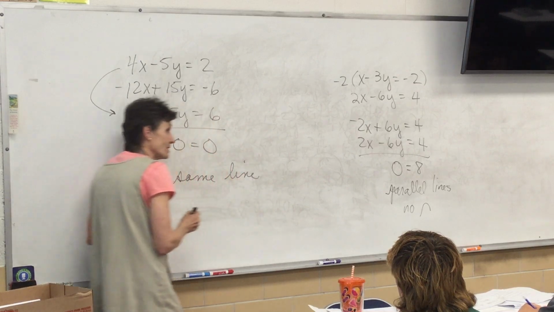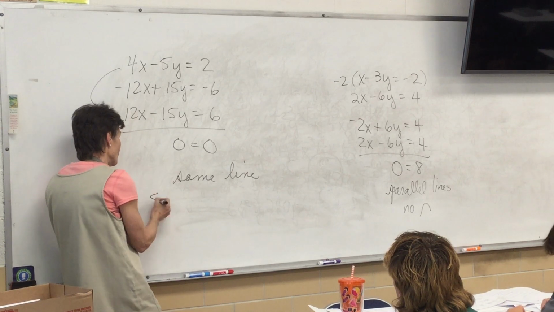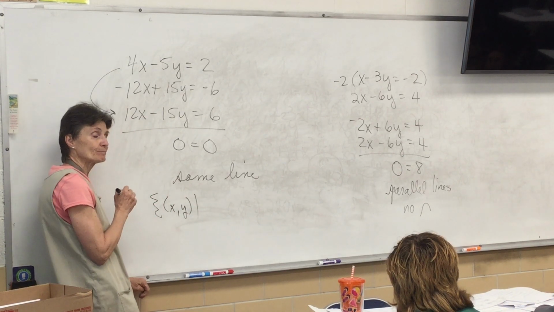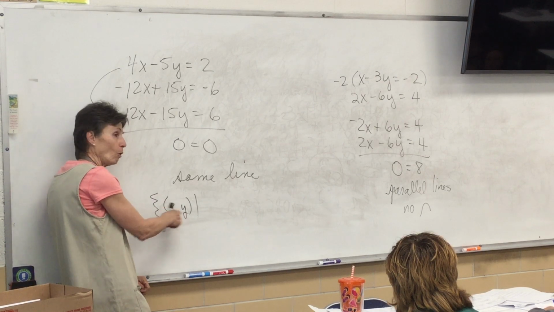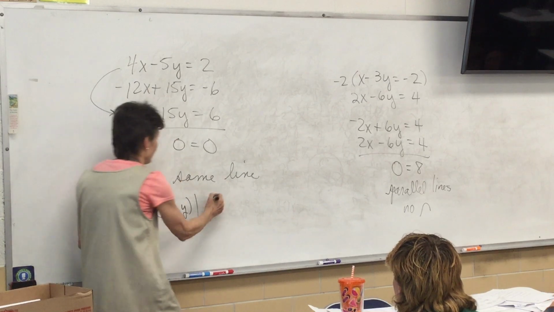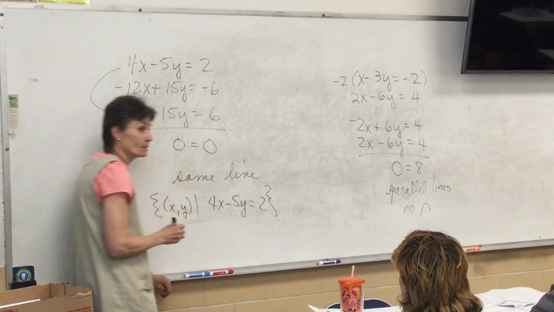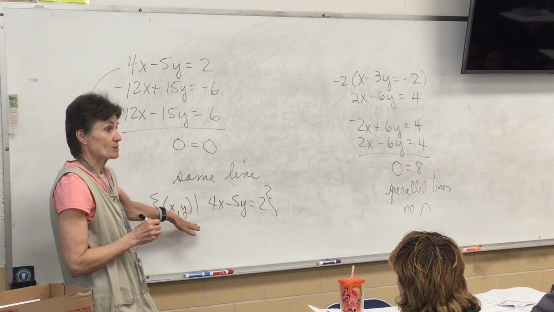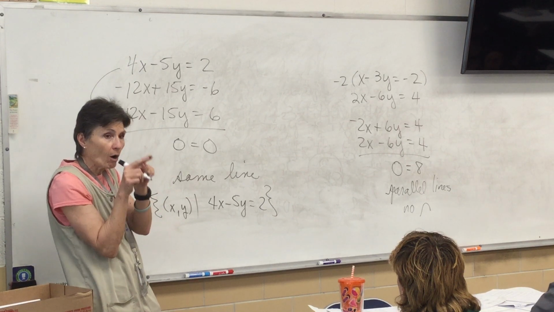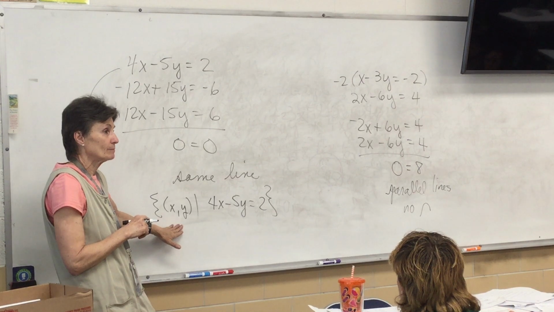So if you were interested in formally writing a solution, you would say something like, okay, the answer is the set of all ordered pairs such that 4x minus 5y equals 2. That's the actual answer, because you just told me that it's all of the ordered pairs that are on the line, and that's the way you would write that.